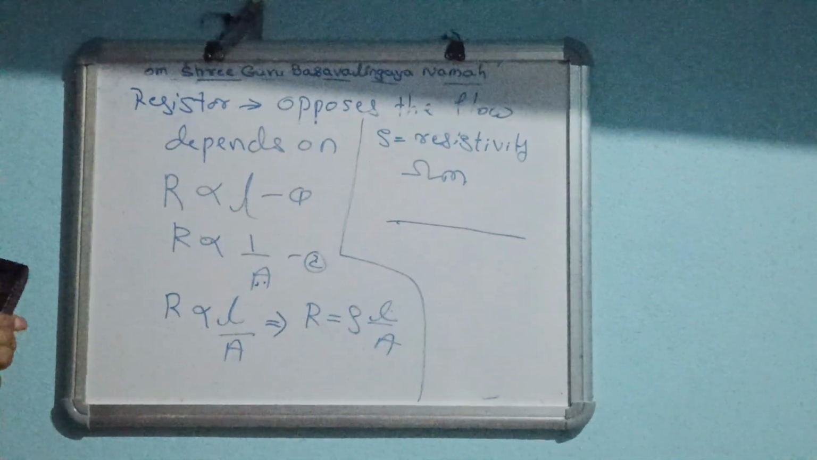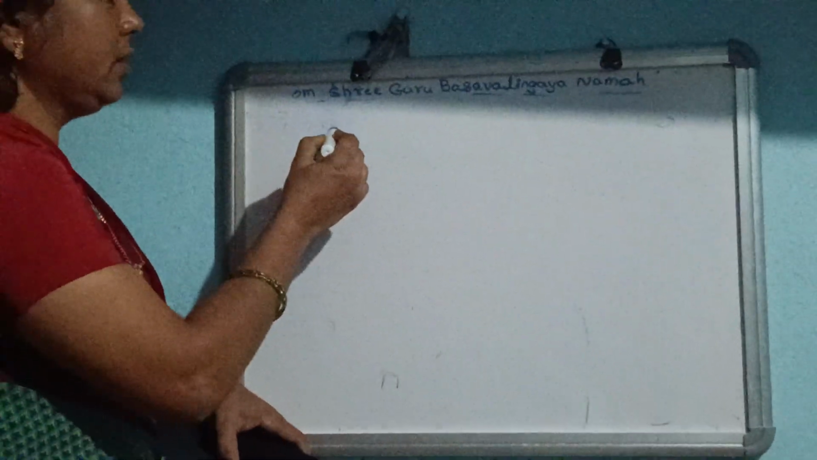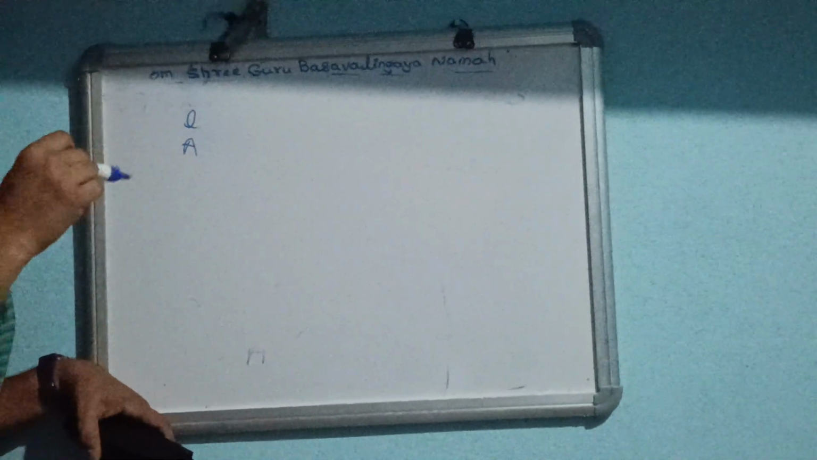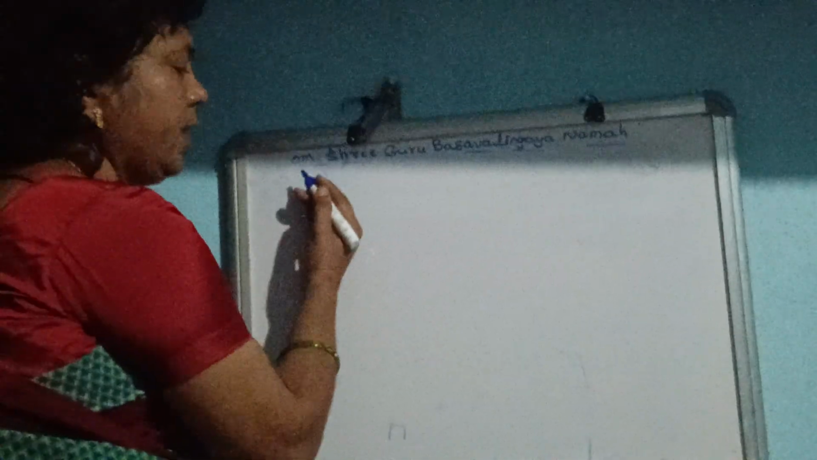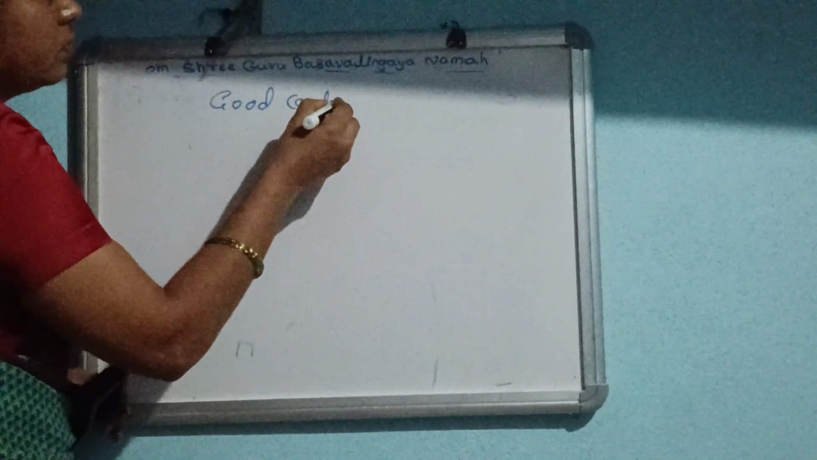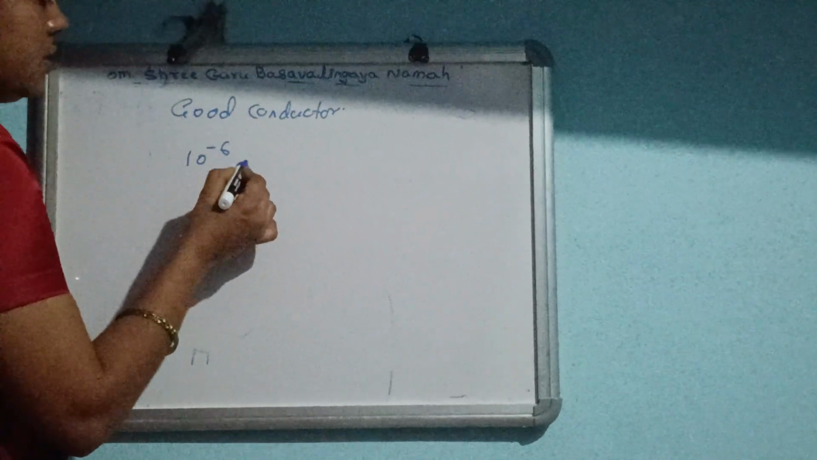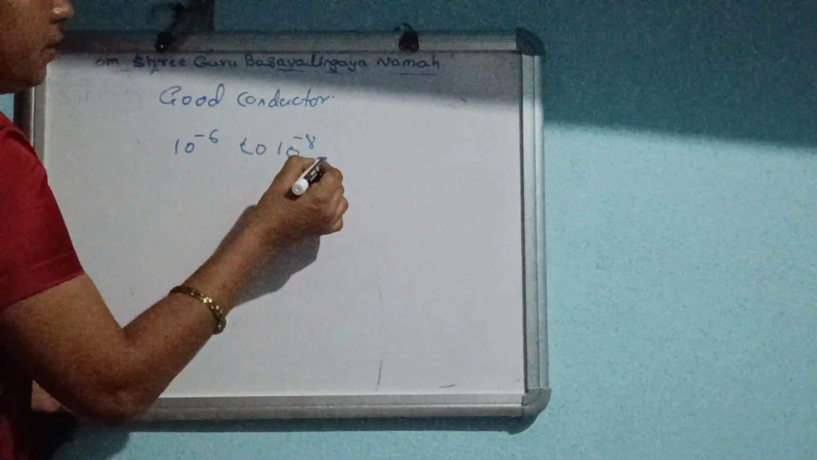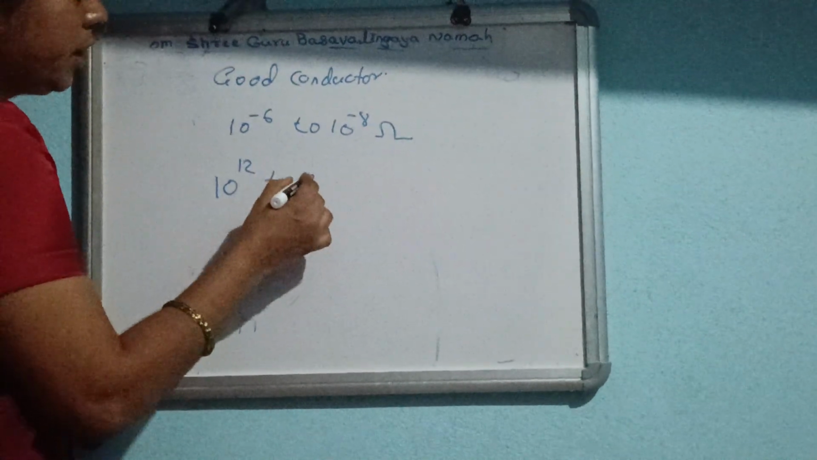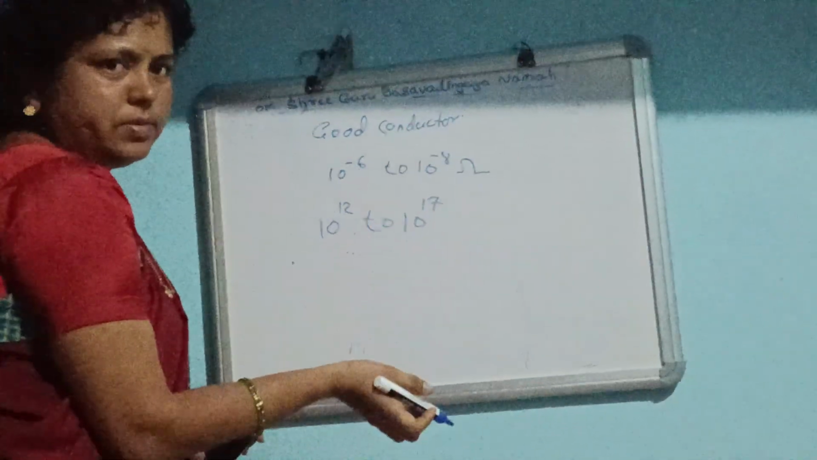Resistance depends on the length of the conductor, the cross sectional area of the conductor and the nature of the material. A good conductor has a resistivity between 10 to the power minus 6 and 10 to the power minus 8 ohm meter, and an insulator has a resistivity of 10 to the power 12 to 10 to the power 17. The higher the resistance, the lower the current flow through the substance.